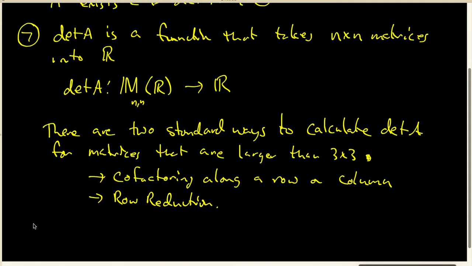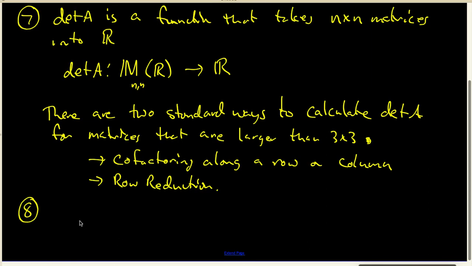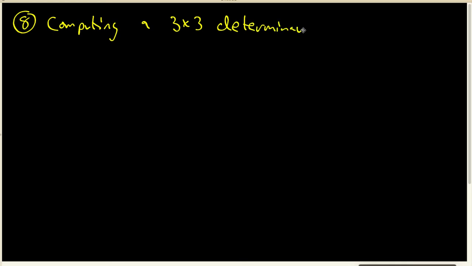There is one more thing that I want to think about in terms of determinants, and that is how to compute a determinant of a 3 by 3 matrix. And rather than doing that here, let me go to the next board. So 8. Computing a 3 by 3 determinant through what is often called basket weaving.